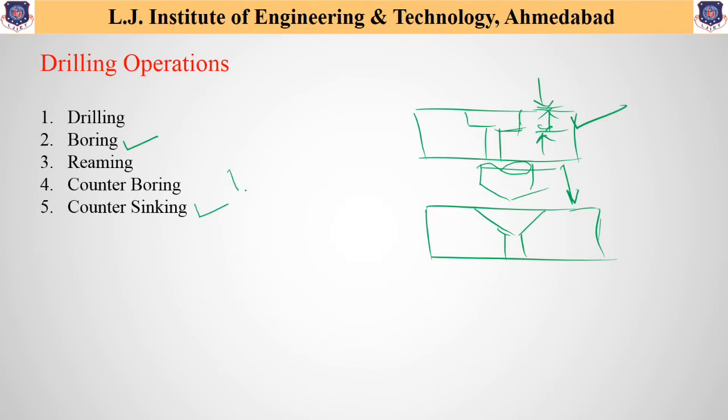So the counter boring and counter sinking operations can be compared as follows: in counter boring operation a circular hole is obtained up to a certain depth, whereas in the counter sinking operation a conical hole is obtained up to a certain depth.